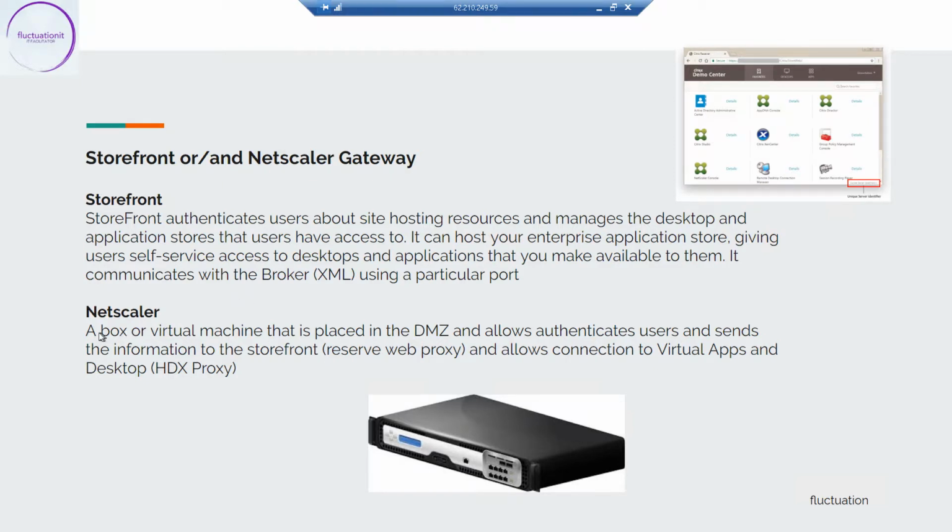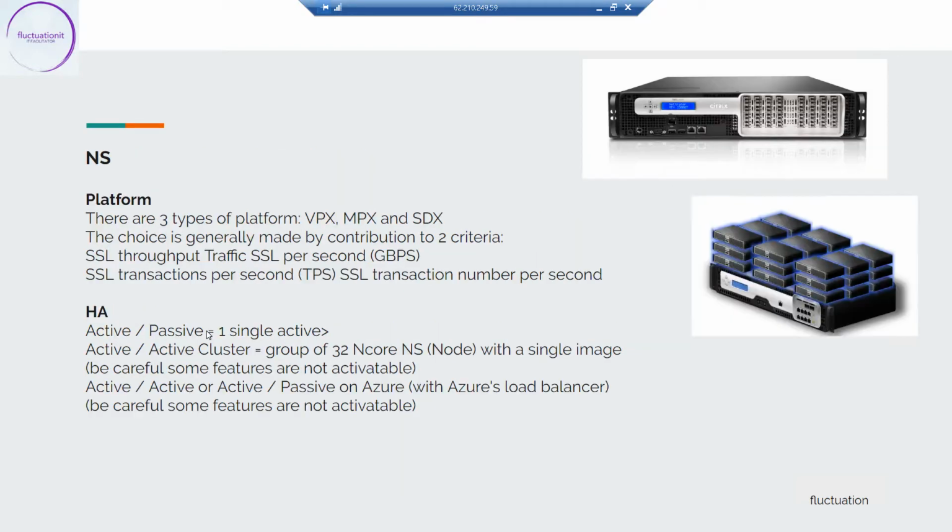And the NetScaler. The NetScaler is a box or VM that is placed in the DMZ and authenticates users and sends the information to the storefront. So we are talking about a reverse web proxy that allows connection to virtual apps and desktops. We're talking about HDX proxy. So when the user connects to the NetScaler, it will have the information about the storefront and will pass the credentials to the storefront. So you just have to authenticate once with the NetScaler.